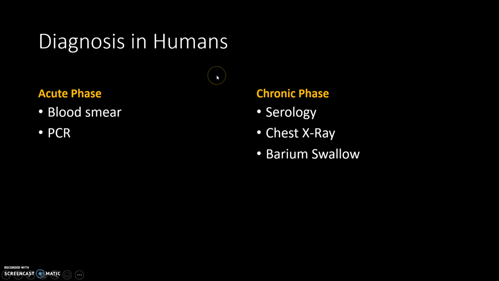And for the chronic phase, this is when you've had the disease for a while and didn't get it treated. You can diagnose this with serology, which identifies the antibodies, and you can use chest X-rays to see if the heart's enlarged, or use a barium swallow to see if there is swelling of the colon.